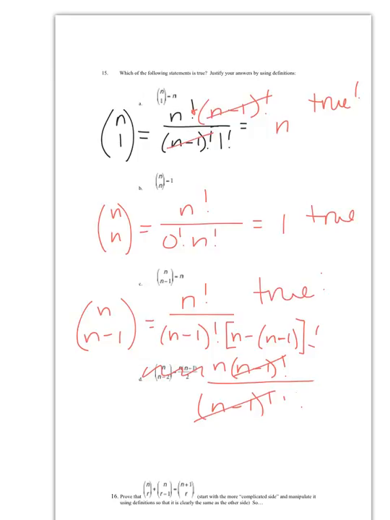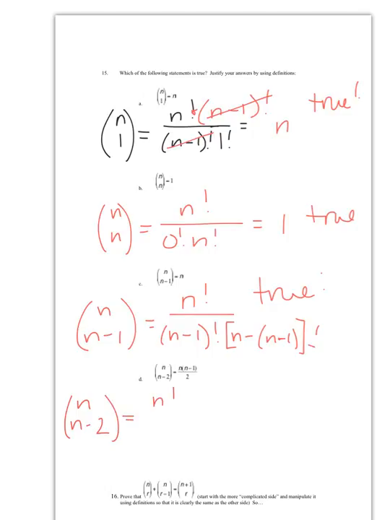Also, let's clean this up a little bit. For D, we have n choose n minus 2, which is going to become n factorial over n minus 2 factorial times n minus 2 factorial.